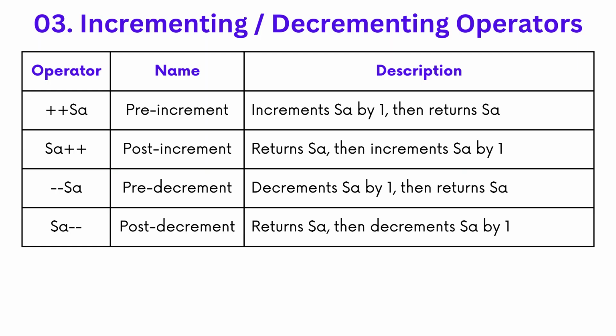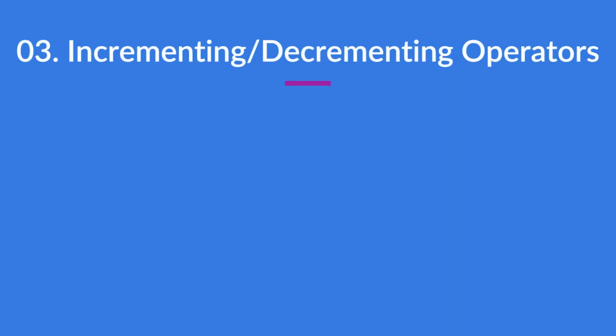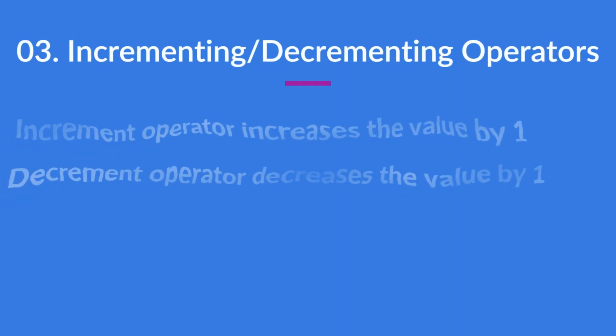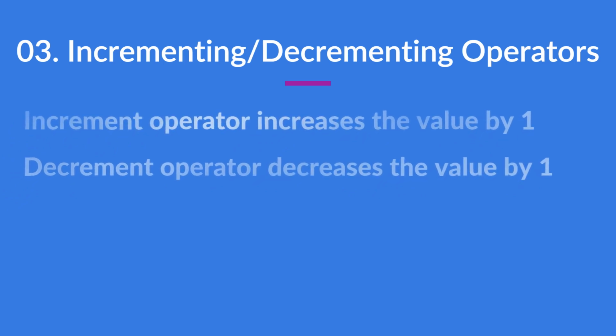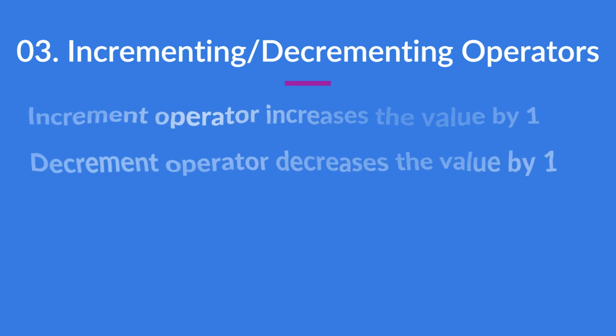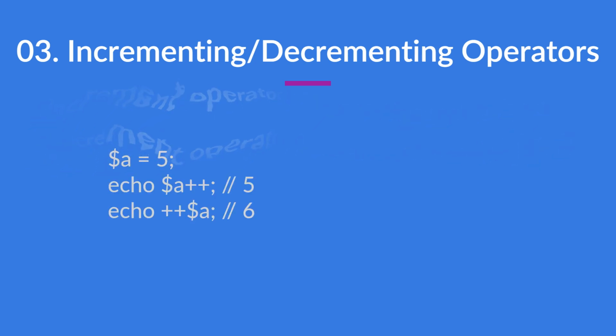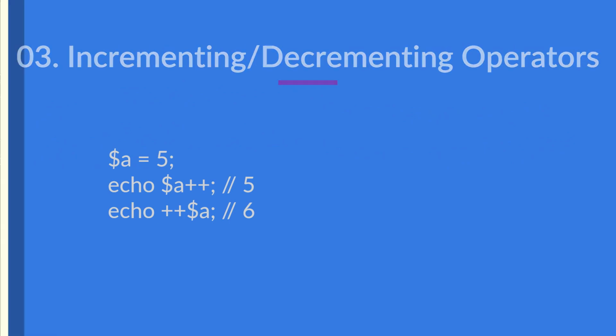3. Incrementing/decrementing operators. PHP supports C-style increment and decrement operators. The PHP increment operator is used to increase the value of a variable by 1. The PHP decrement operator is used to decrease the value of a variable by 1. Again, this can be classified as post and pre. For the post, the value returns first and then increases or decreases it by 1. For the pre, the value increases or decreases by 1 first and then returns it. Here is how these are used.